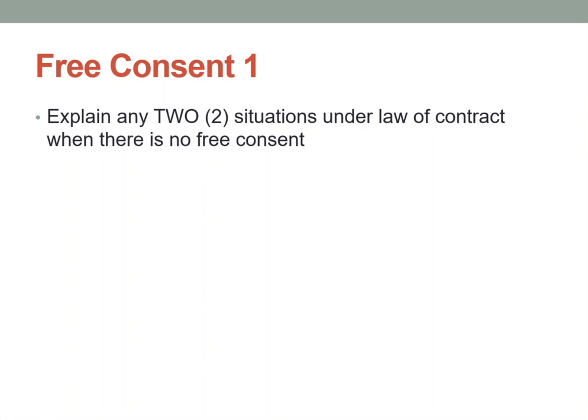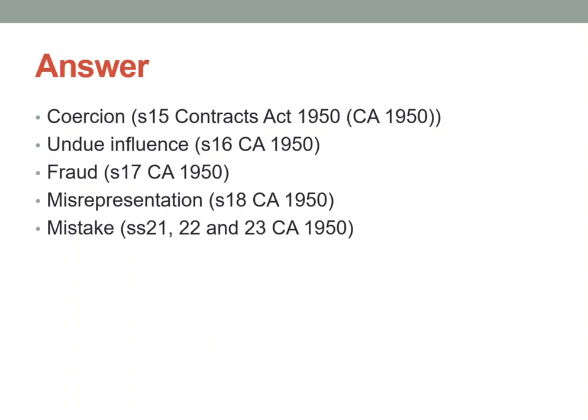Now, there are 5 situations where there is no free consent. Name me 2. Fraud, some more? Misrepresentation. Alright? So there are 5 over here: coercion, undue influence, fraud, misrepresentation, and mistake.